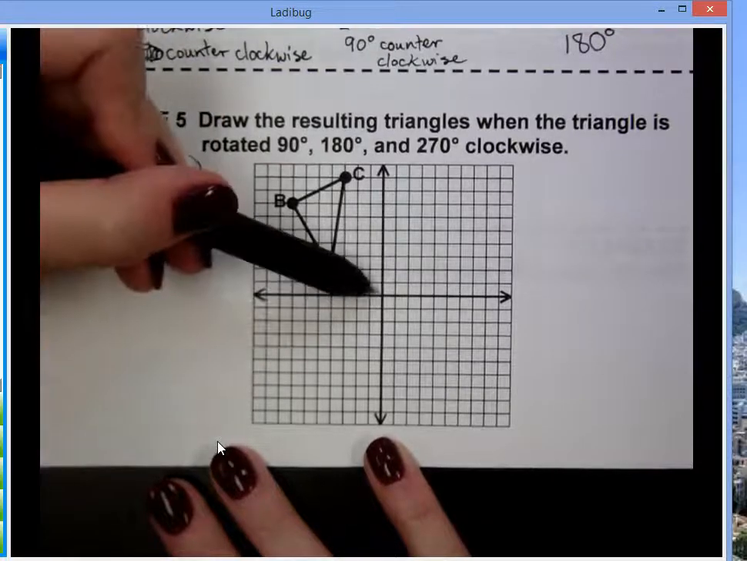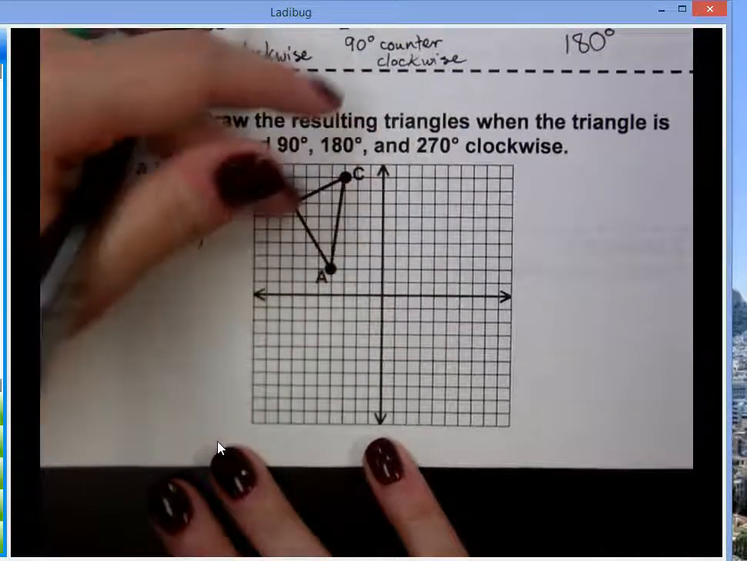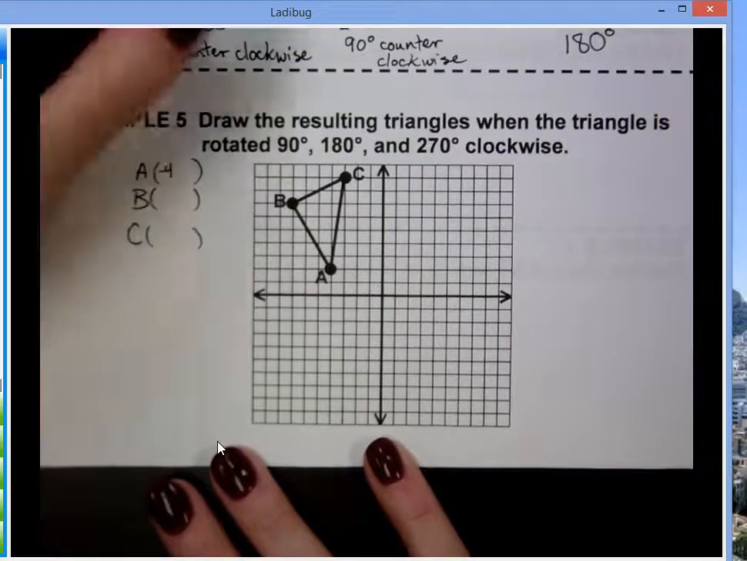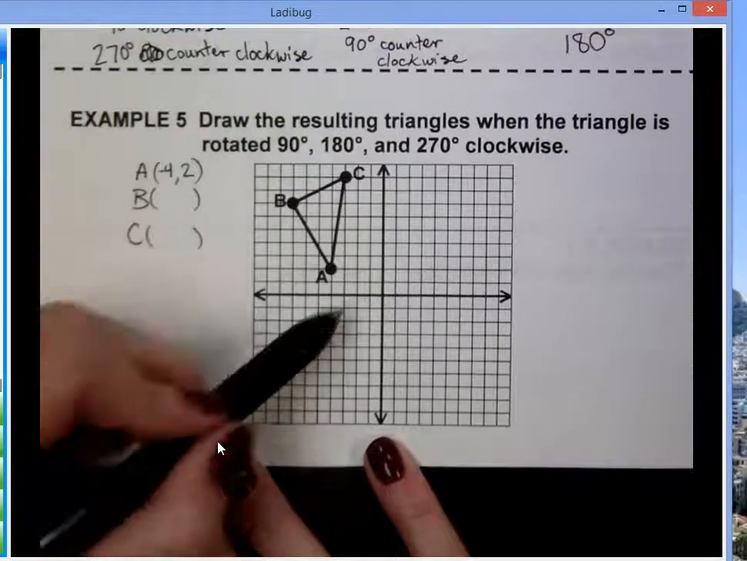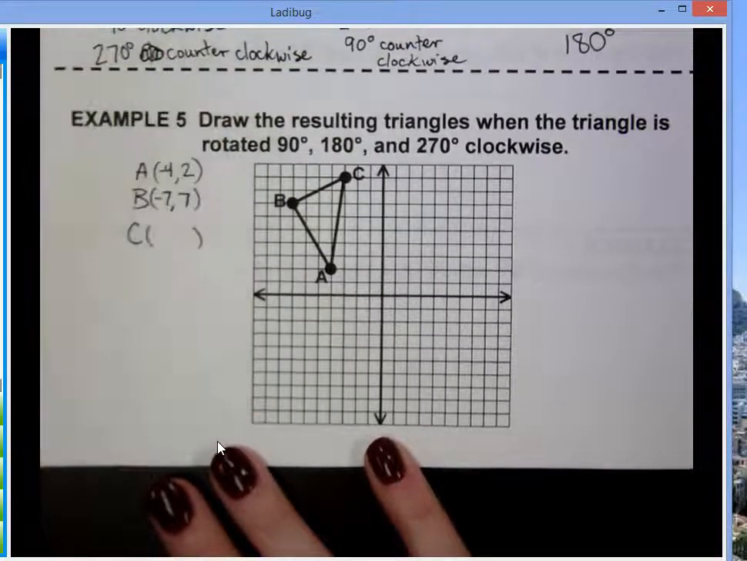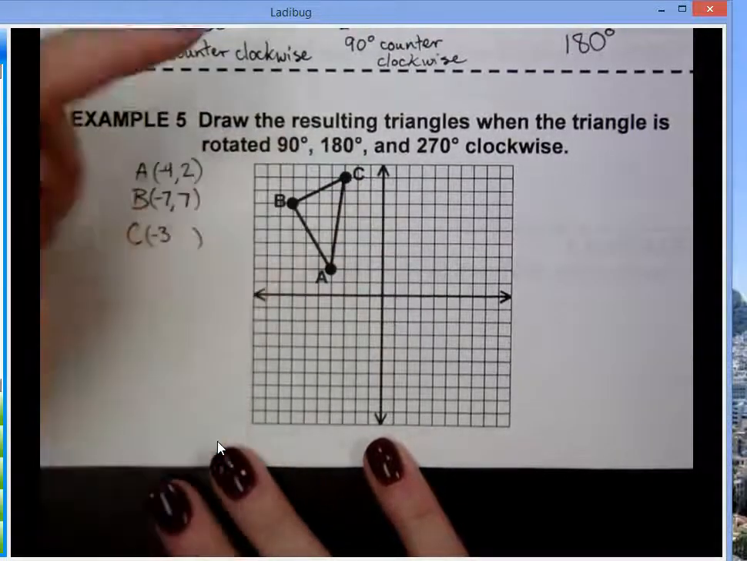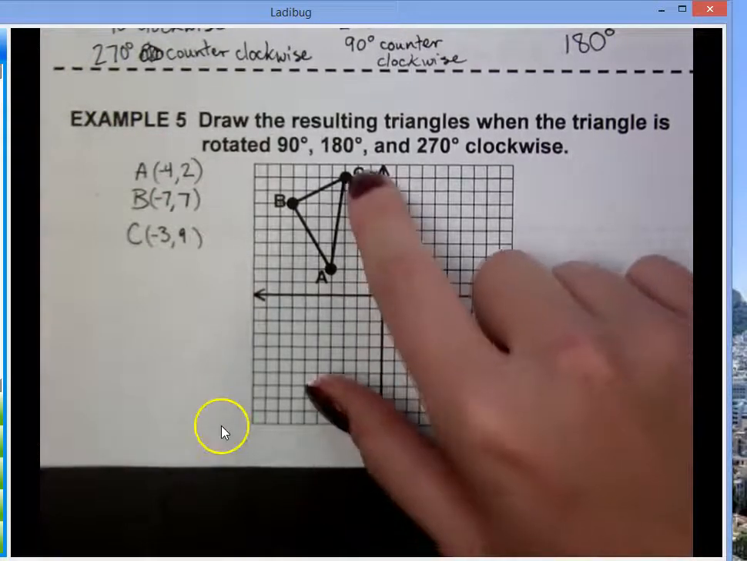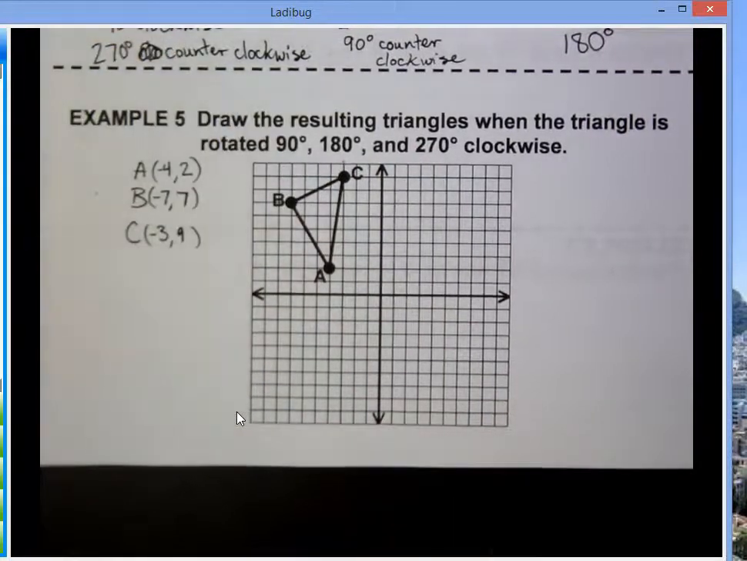So if we start with A, remember this is quadrant 2 over here. The x values are going to be negative, so it goes -4, and then A goes up 2, so -4, 2. And then for B, you count to the left 7, so -7, and then it goes up 7. And then for C, it goes -3, and then up 9. And for that one, the way I counted so quick is this is a 10 by 10 graph, so it's just going to be 1 away from 10.